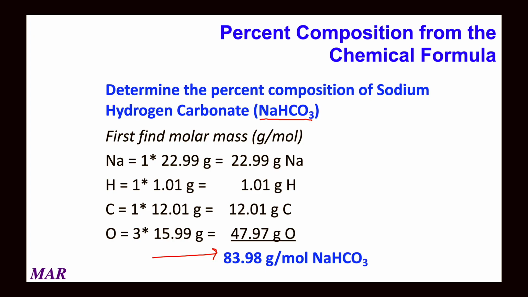Now, when we do these percent compositions, that 83.98 is going to be in the bottom all the time. And we'll put 22.99 in the top if it's percent sodium. If it's percent carbon, we would put 12.01 in the top and 83.98 in the bottom, etc., etc.